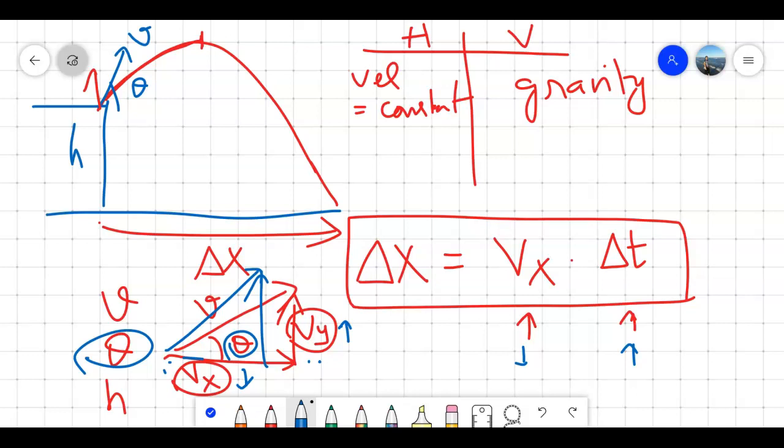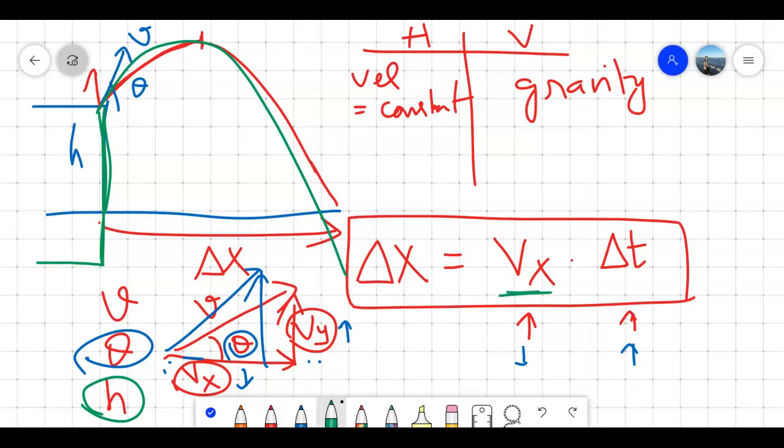Okay. Then let's talk about how height influences this. So you can clearly see, if it's projected from a higher level, it's going to take longer to fall to the ground. But height is not going to do anything to Vx. Vx is unaffected by height. So height will only influence the time. So longer height means longer time. And Vx does not change at all. And so now you can see how this affects delta x.